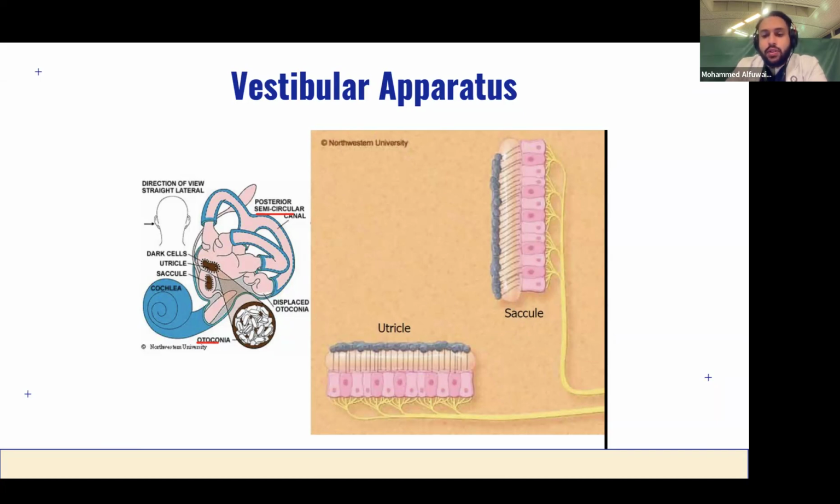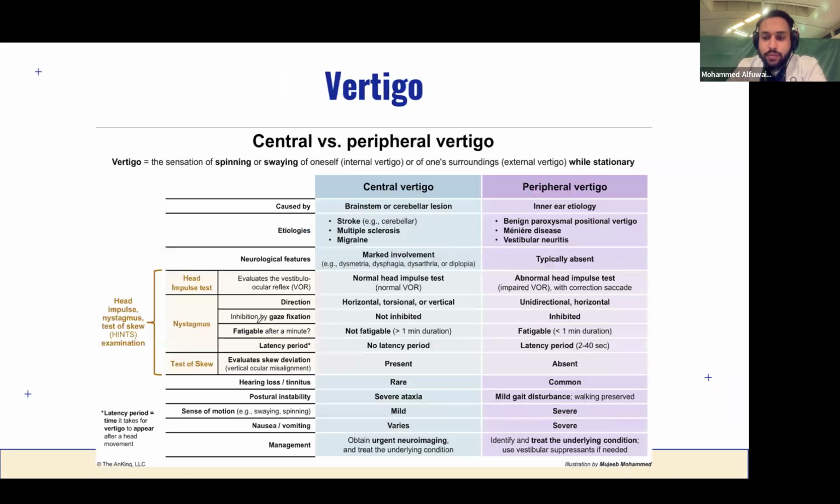What's the pathology in this case is vertigo. Vertigo is a sensation of spinning or swaying of oneself or of one's surroundings. As children, we all used to spin in a circle, get dizzy, and then fall. This is vertigo. There's a sensation of spinning. When we stop, that's vertigo.